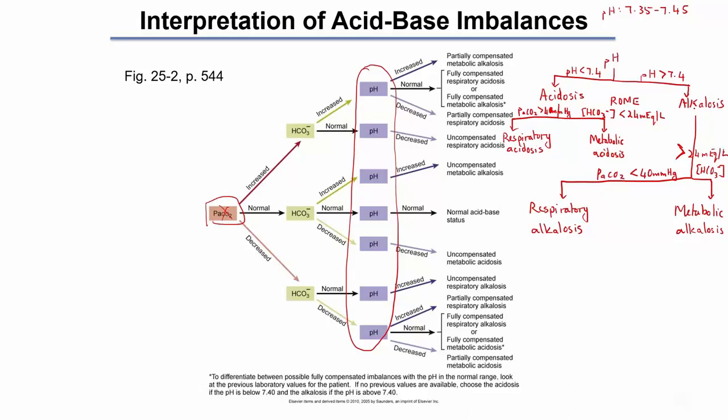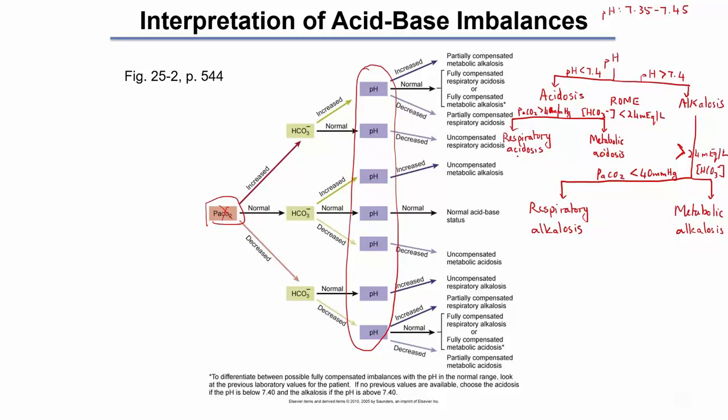So let's start again. Greater than 7.4, alkalosis. How do we know it's metabolic alkalosis? Well, we have a deficit of metabolic acids. Hence, we don't need as much buffer. I think I said that. We don't need as much bicarbonate in the blood. Bicarbonate levels increase to greater than 24 milliequivalents per liter. All right, and that's the way we know it's metabolic alkalosis.